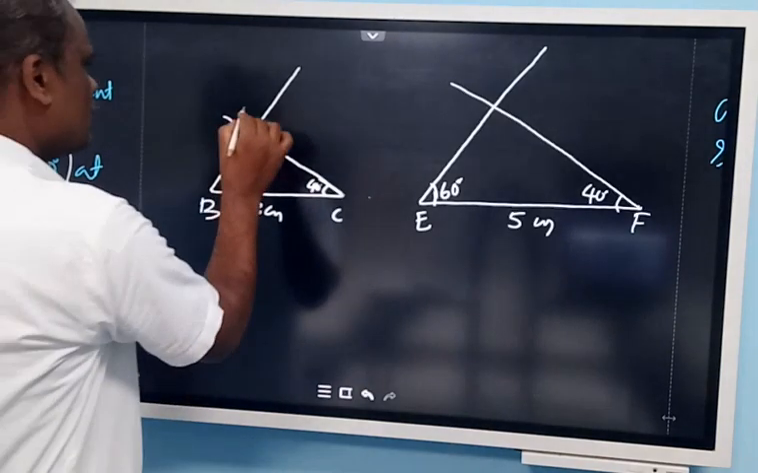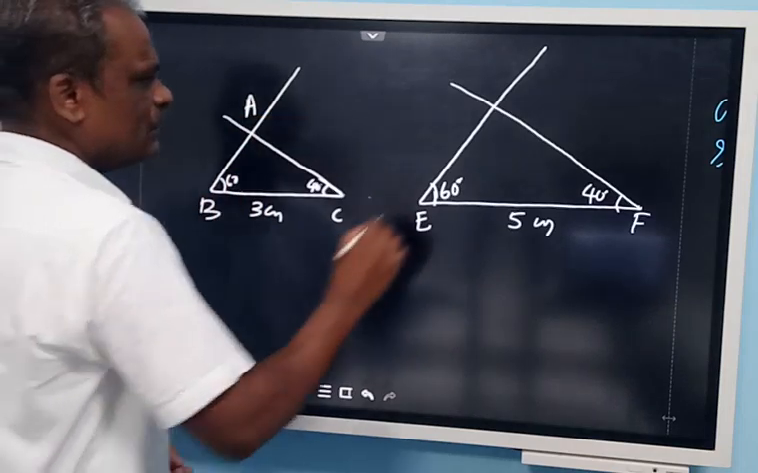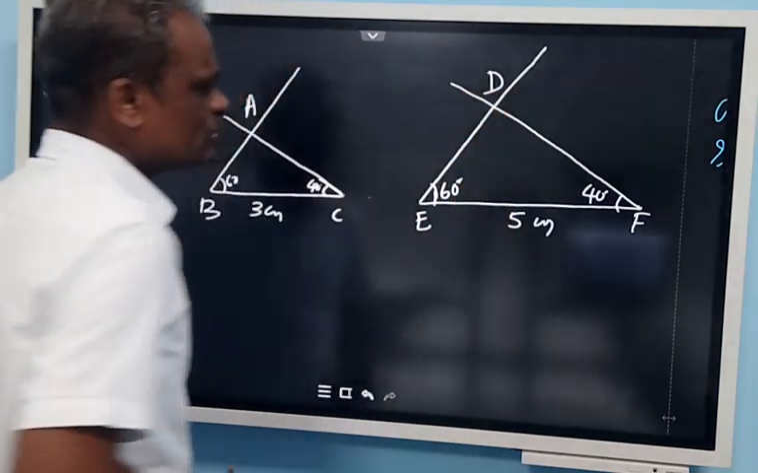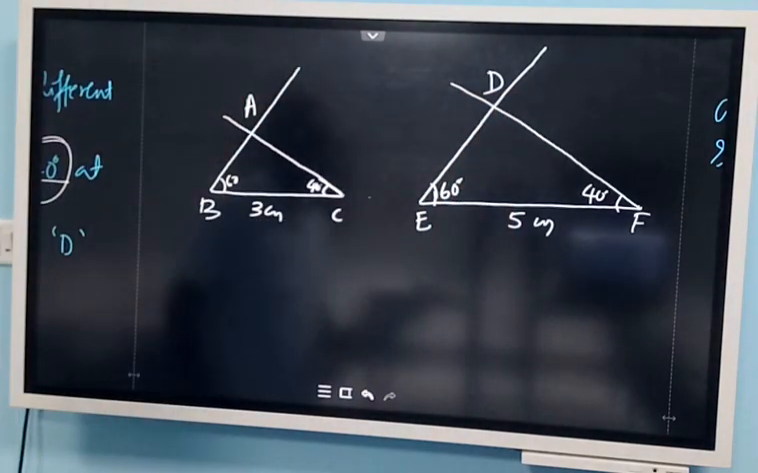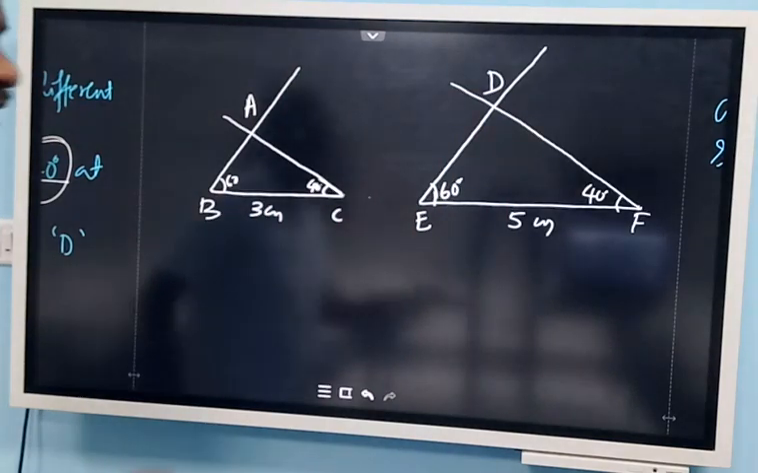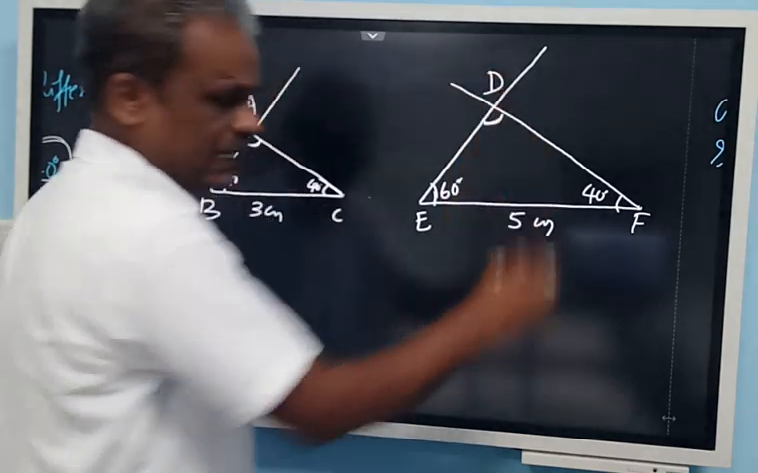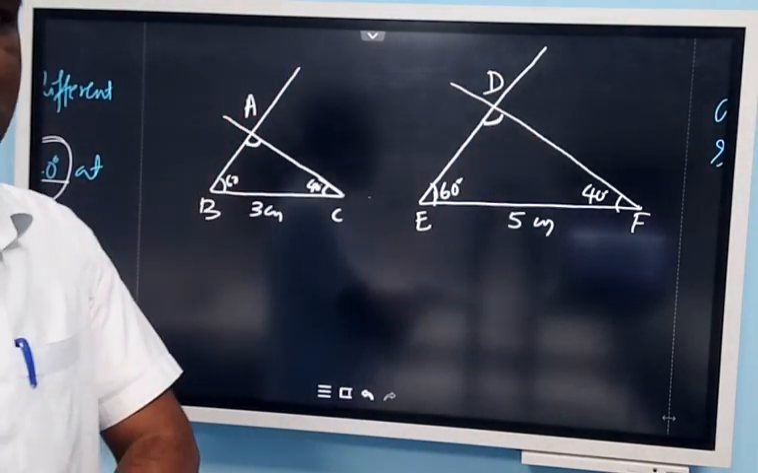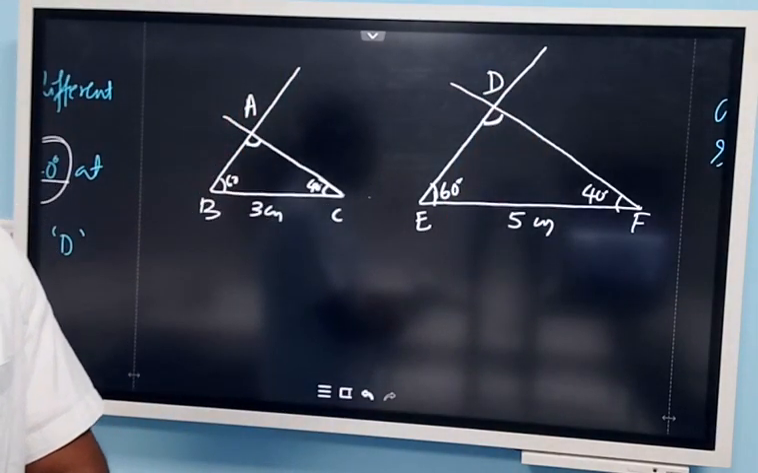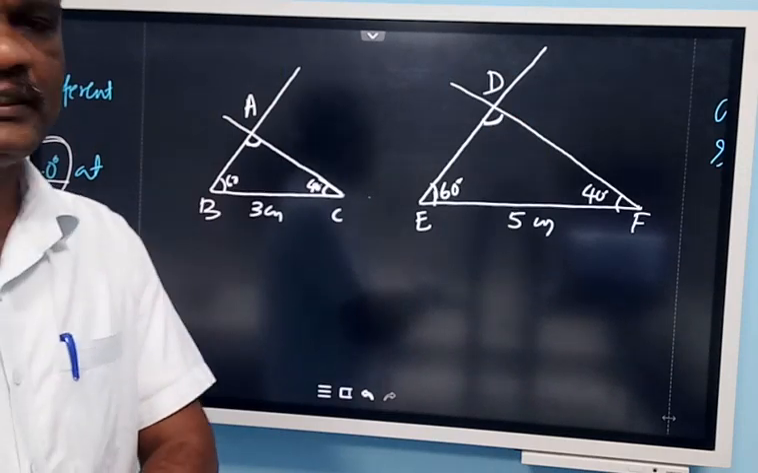Now these are intersecting at A and another one at D. So they are intersecting at A and D. Now my question is, what about the measurement of this angle? You know the angle-sum property of the triangle. It says the sum of three angles is equal to 180 degree.